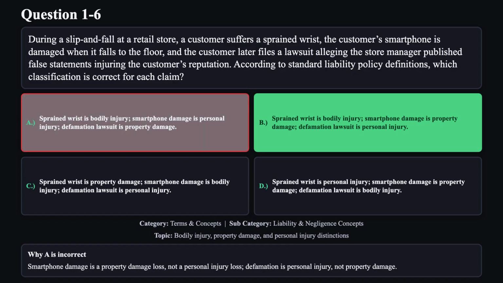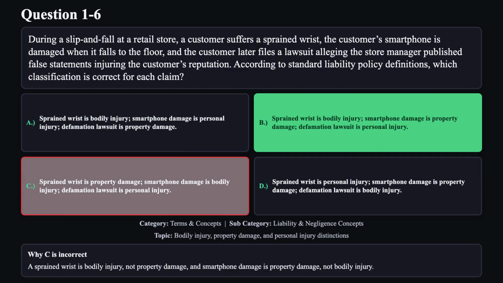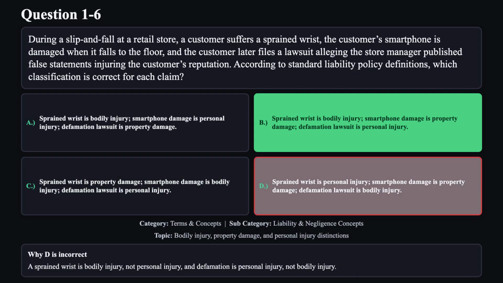Reason A is not correct. Smartphone damage is a property damage loss, not a personal injury loss. Defamation is personal injury, not property damage. Reason C is not correct. A sprained wrist is bodily injury, not property damage, and smartphone damage is property damage, not bodily injury. Reason D is not correct. A sprained wrist is bodily injury, not personal injury, and defamation is personal injury, not bodily injury.